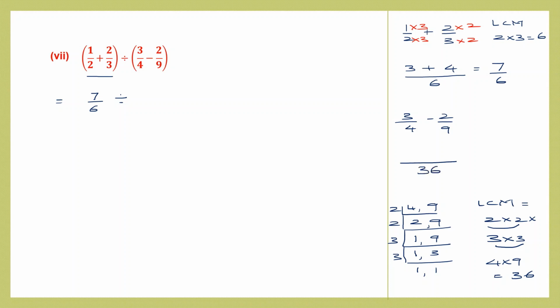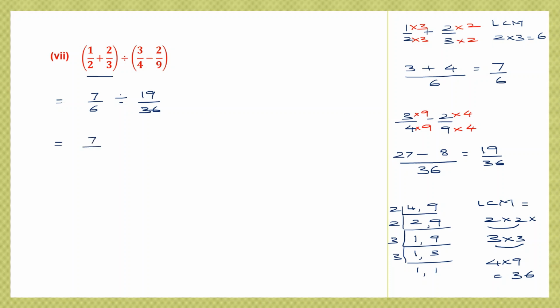LCM is 36. Now 4 9s are 36, so multiply 3 by 9. 3 9s are 27 minus. Go to the next denominator, 9. 9 fours are 36. So 2 fours are 8. So let's write 8 here. Now 27 minus 8 is 19. So that is 19 by 36. So let's write down 19 by 36 here. 19 by 36. So now let's do this division.